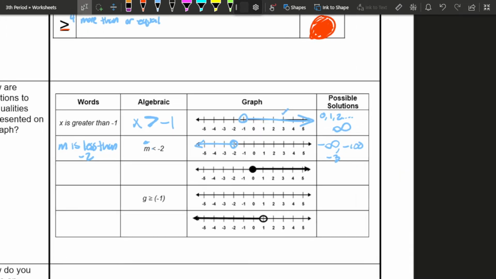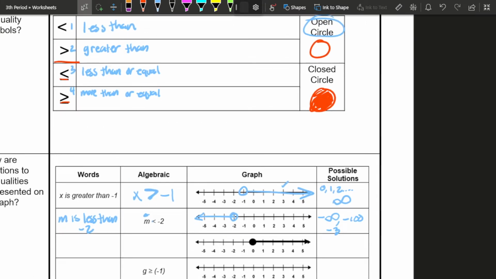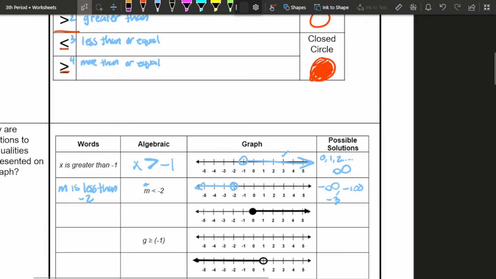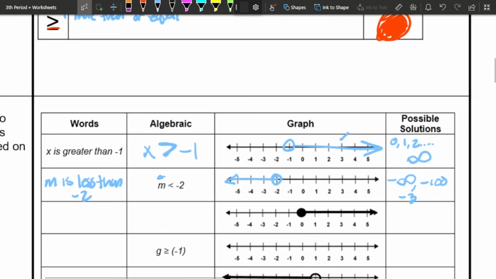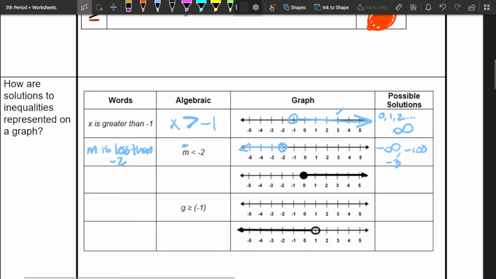Now for the next one, I have a dot at 0. Is that open or closed? So what sign are we going to be using? 1, 2, 3, and 4. 3 or 4, very good. Now, what way is it pointing? To the right or to the left? To the right, so it has to be sign number 4. So something greater than or equal to 0, and we're just going to call this x.